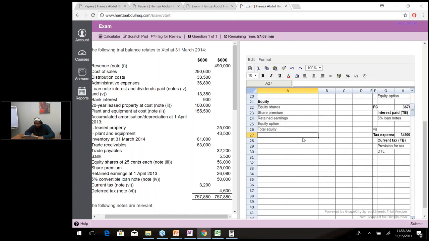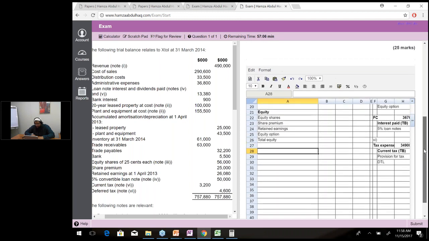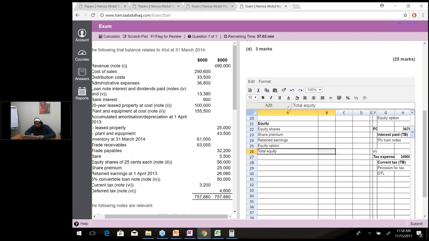But obviously we are going to calculate these values from the statement of change in equity. I'm making this bold. And then we have non-current liabilities, which will include the 5% loan notes and the deferred tax liability. And then we have current liabilities where we have trade payables, we have bank overdraft, we have tax payable, which is also known as provision for tax.